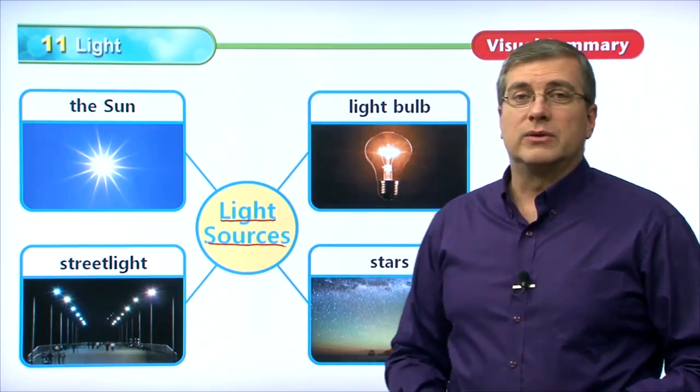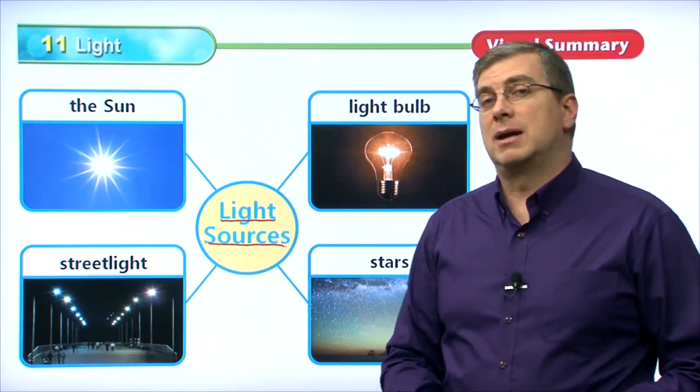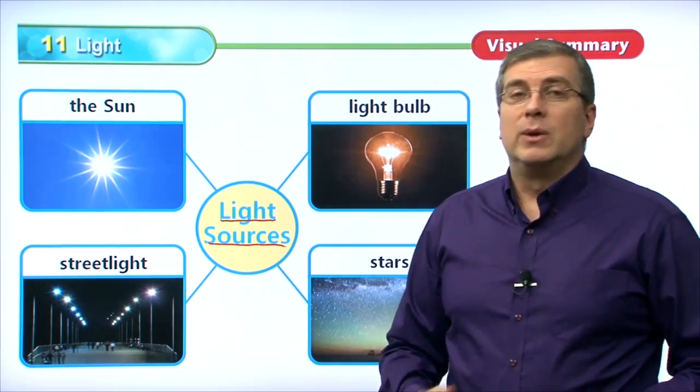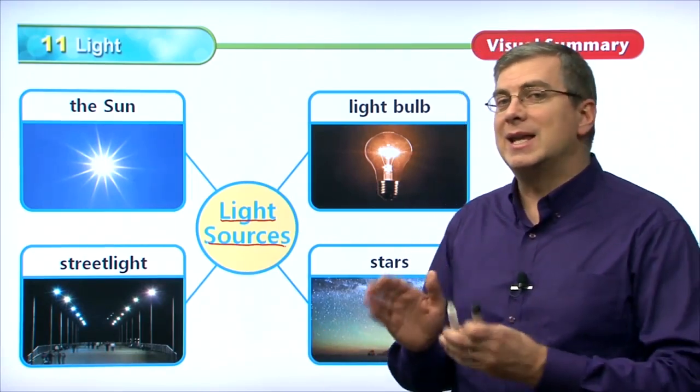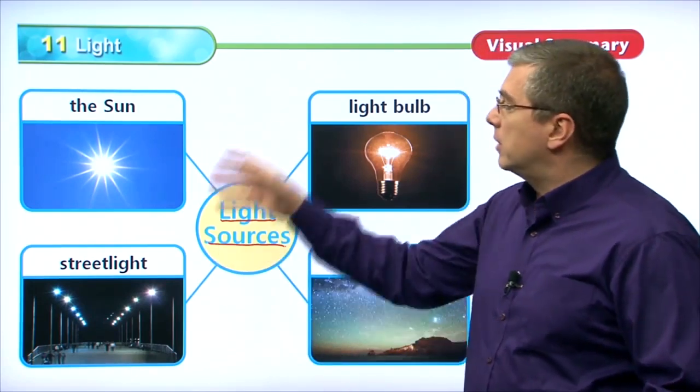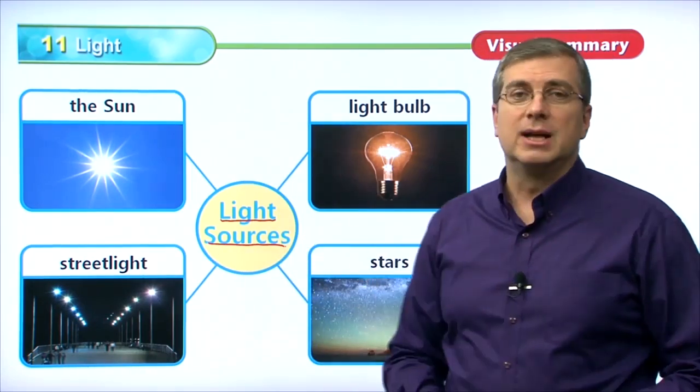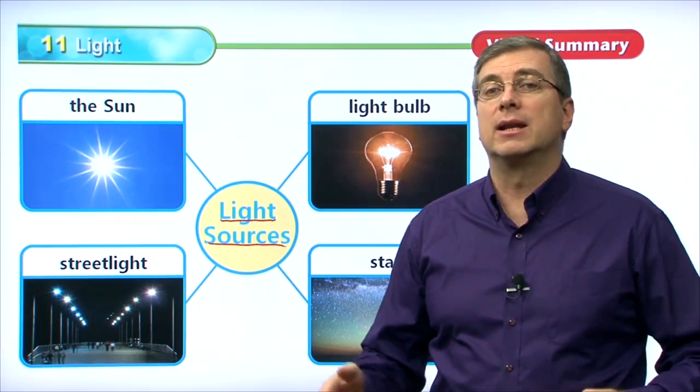Our unit, of course, we were talking about light. We talked about what light is. We talked about how shadows are formed from the absence of light, or light can't pass through things. And we also saw many different sources of light, where we get light from.